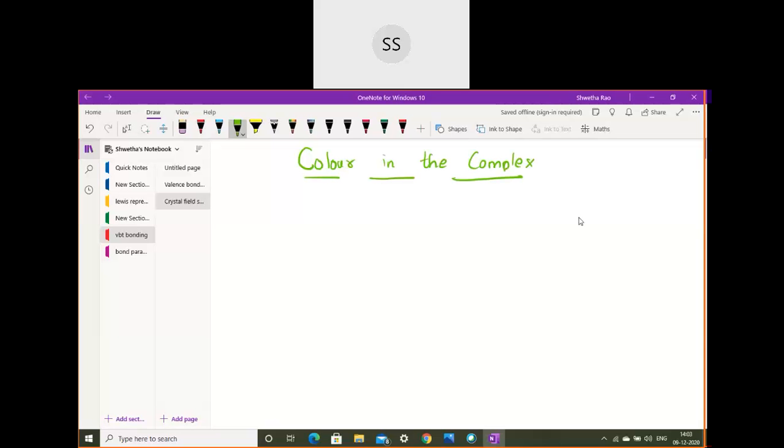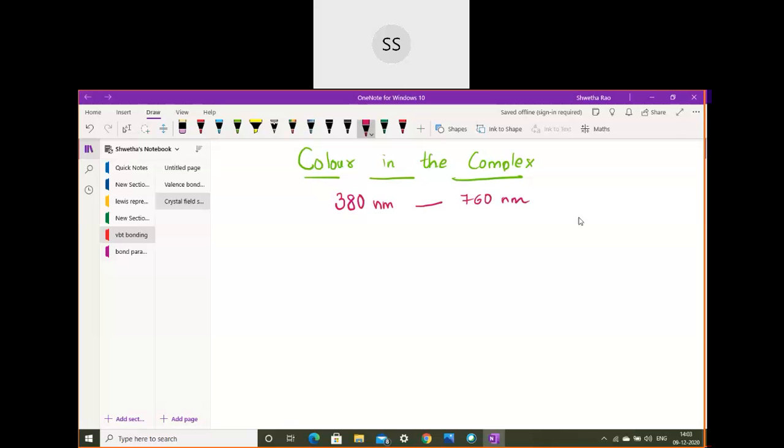Now remember, for any compound to show color, it should absorb light in the visible region. And you have studied the visible region in your first year. The visible region ranges from approximately 380 nanometer to 760 nanometer. Some books give around 400 to 700 nanometer. So these are the ranges in which the visible region lies.